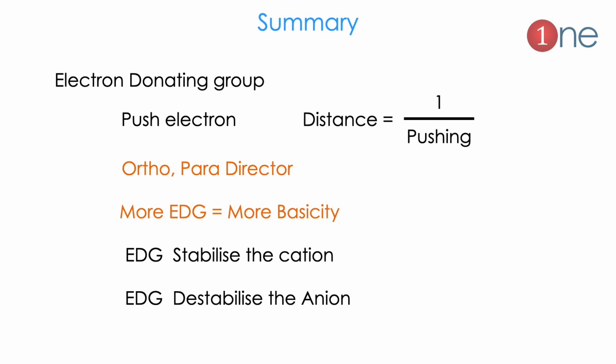Let us summarize what we have seen. Electron donating group means it pushes the electron; the farther away, the lesser will be the pushing. So there is an inverse relationship between distance and donation. Electron donating group is definitely an ortho para director. The more the electron donating group, the more will be the basicity. Electron donating group stabilizes the cation because of neutralization. Electron donating group destabilizes the anion because of increasing charge.